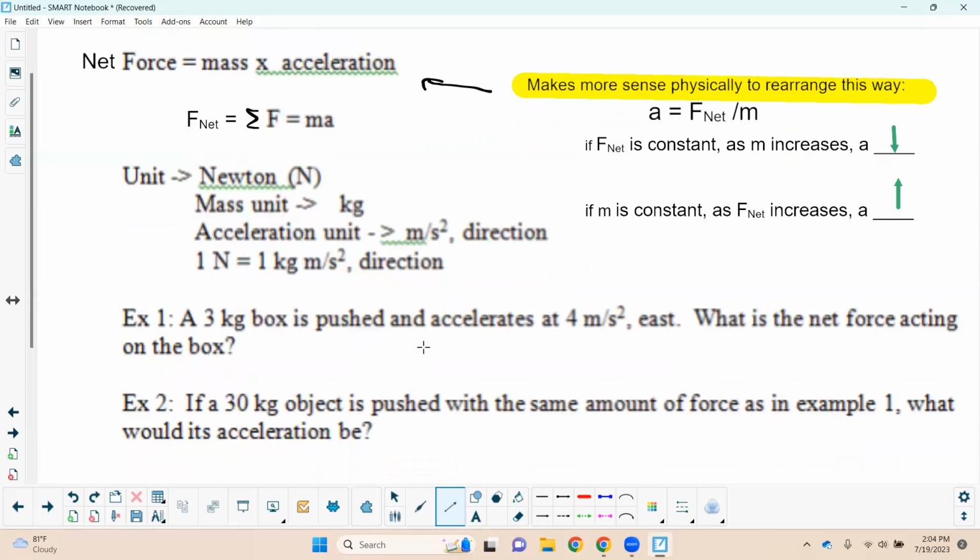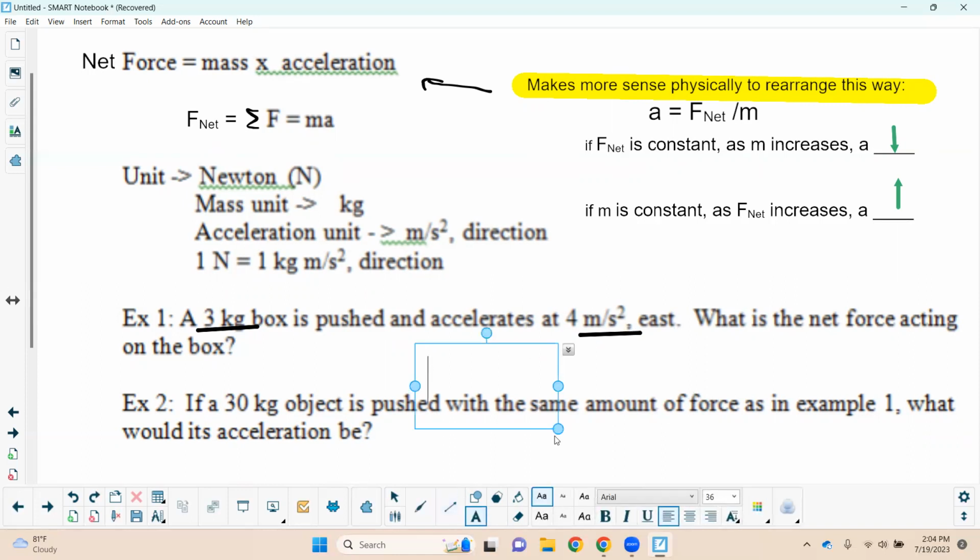This is just doing a couple basic problems with net force and mass and acceleration. Going through these quickly, if we had a 3 kilogram object, so that's the mass, and an acceleration of 4 meters per second squared going east, that would get us an answer of 3 times 4. So it would basically be F equals ma, or the net force. I'll do it that way to make it a little bit better. So net force equals mass times acceleration.